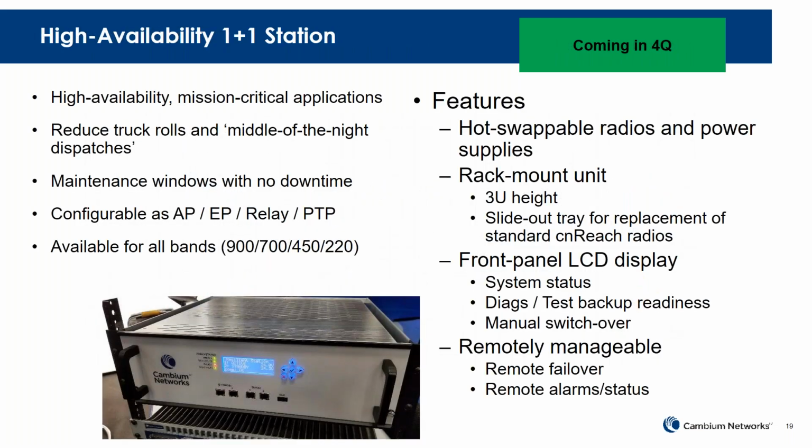The HA master station. So this is a high availability solution. In the picture on the lower left, you'll see a rack mount device. Inside that rack, there are 2 cnReach modules and 2 power supplies. The cnReach master station, if one of the radios fails, will automatically swing over to the backup radio. Similarly, with power supplies, it'll swing over to the backup.